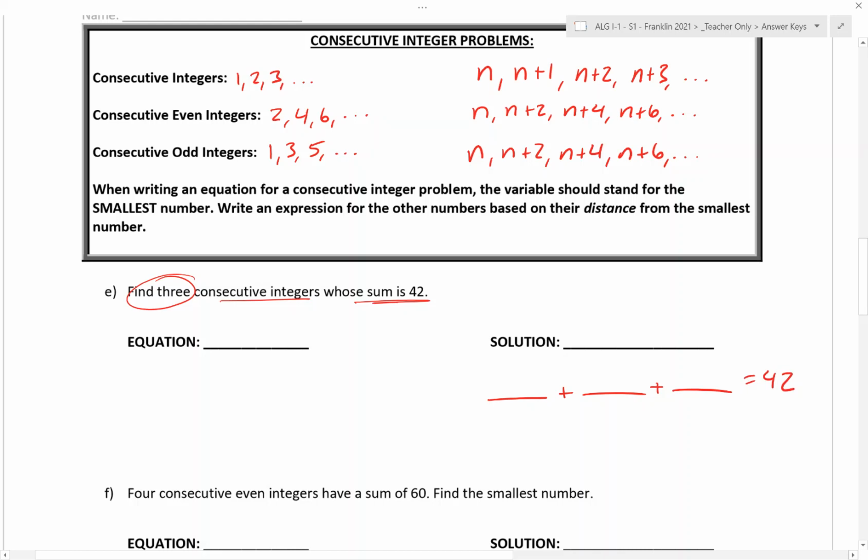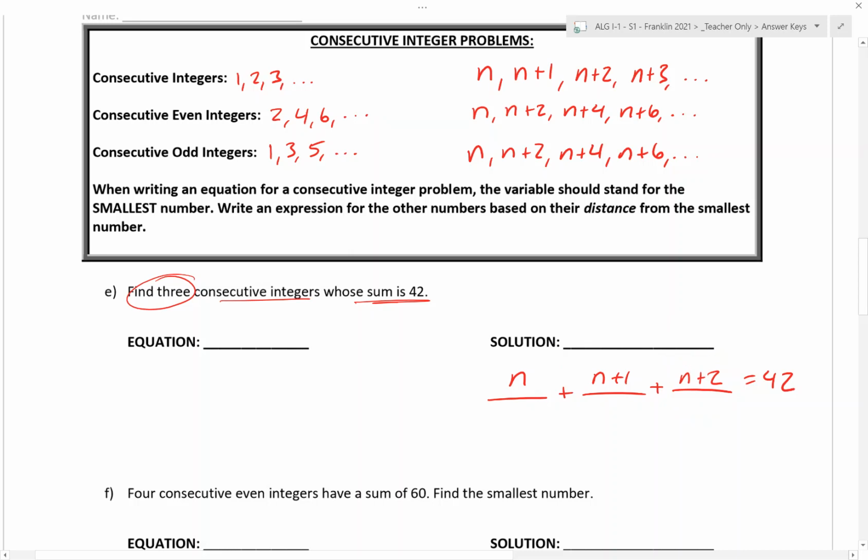So like the first row up top. So if our first consecutive integer is n, the second one has to be n plus 1. And the third one has to be n plus 2, because each one is 1 more than the previous one. And since we only want one variable in our equation, we just base each new number on its distance from the first one. So the second one is 1 away, and the third one is 2 away.